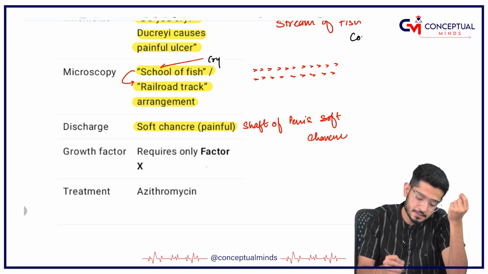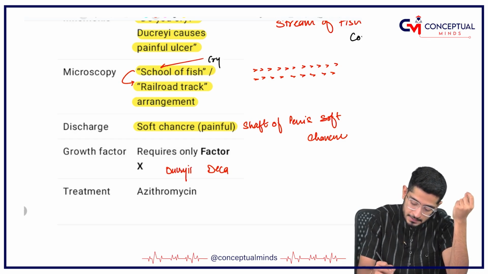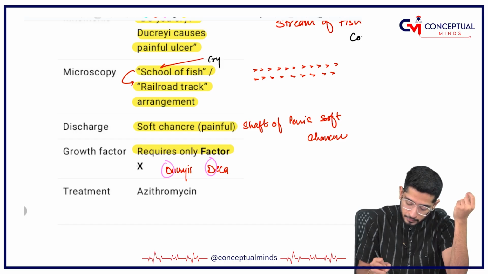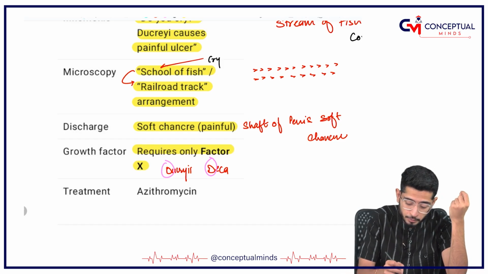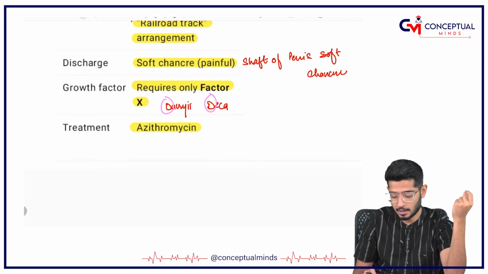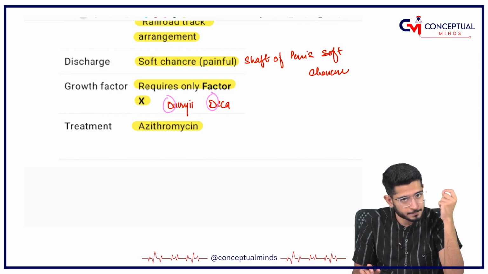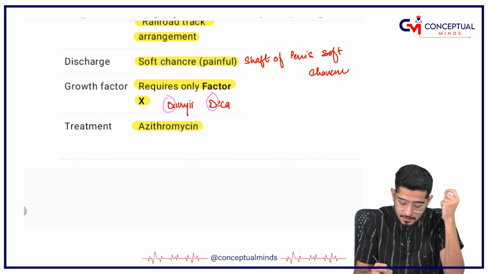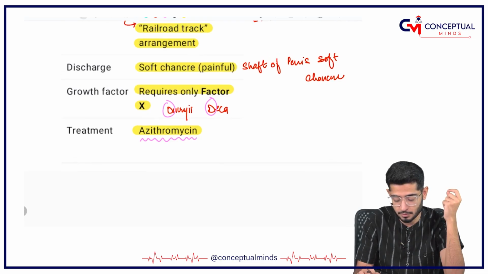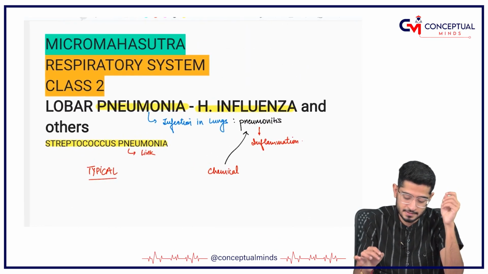Ducreyi is good because D for ducreyi and D for deca. So DD is important, meaning it requires only and only factor X for growth. And the treatment for Haemophilus ducreyi is azithromycin. Azithromycin is the treatment. Okay, clear? So azithromycin is the treatment for Haemophilus ducreyi. This marks the end of the Haemophilus.